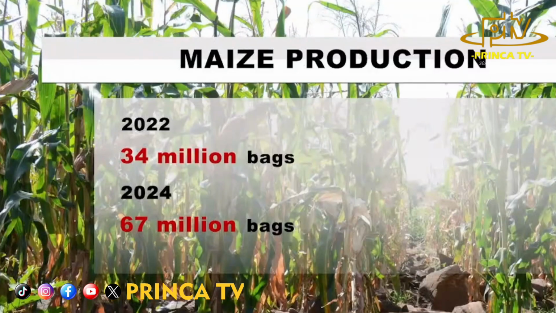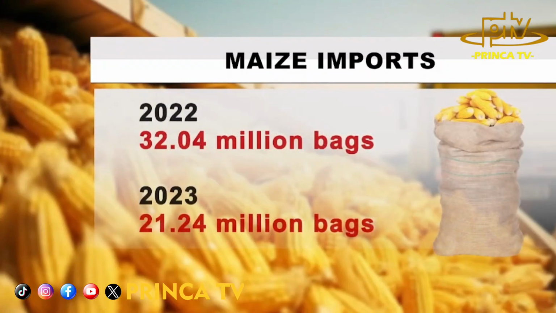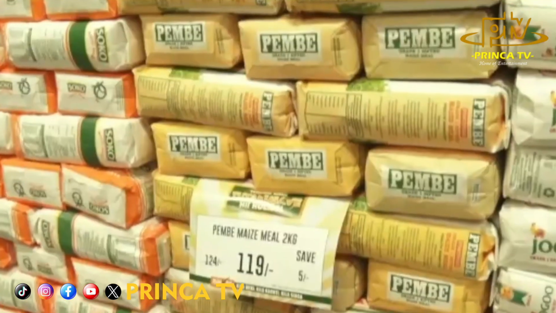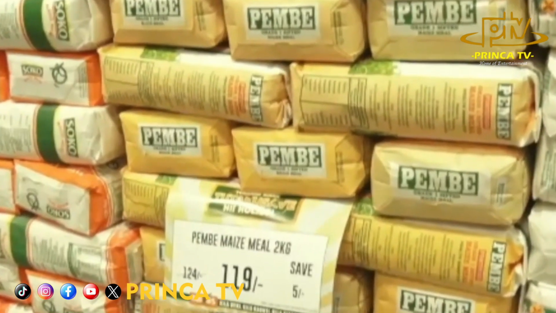From the time this administration took over, the production of maize was 34 million bags, 90 kilogram bags. As we talk now, it has moved to 67 million bags. And we are looking at over 80 million bags going forward. That alone means that if we stop importation of maize, the price of 2 kilogram bag was around 230. But now we are talking about less than an average of 130.